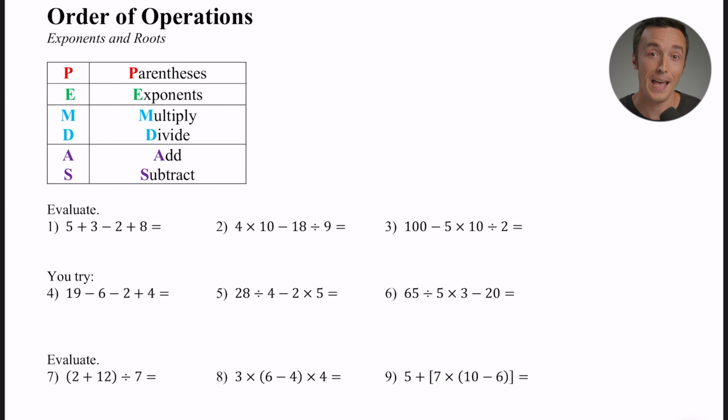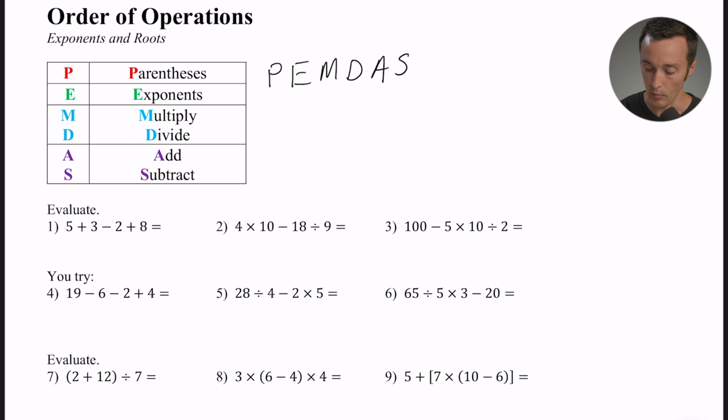So PEMDAS. P stands for parentheses, E stands for exponents, M and D, multiply and divide, A and S, add and subtract. And sometimes you'll actually see it written like this, horizontally, and sometimes they'll even break it up like this.